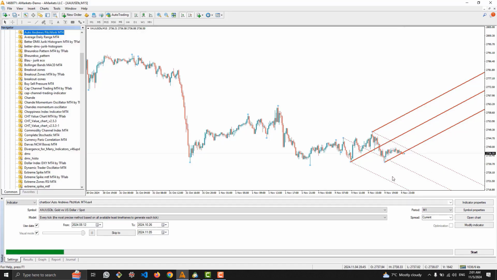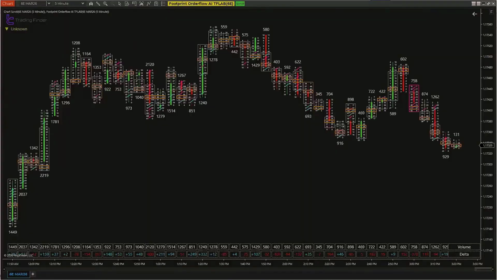And for a buy trade, after the price hits the lower line of the Andrews pitchfork, we open a buy trade with the take profit at the middle line and the stop loss at the last swing low. Let's review the settings of this indicator.